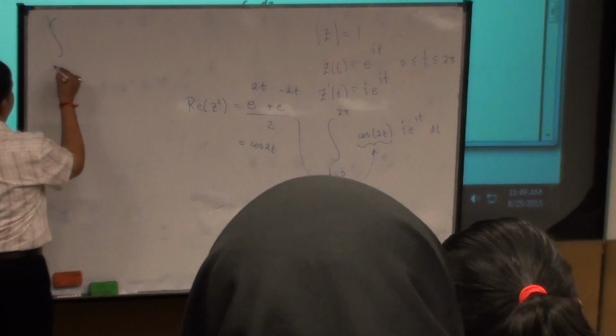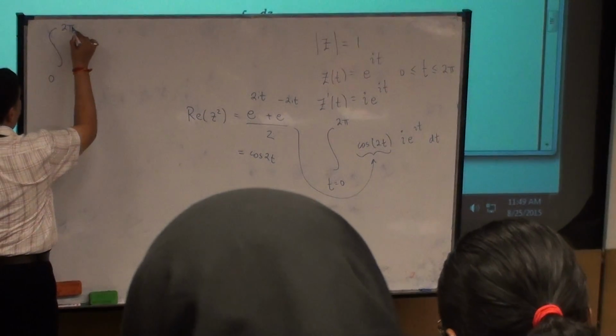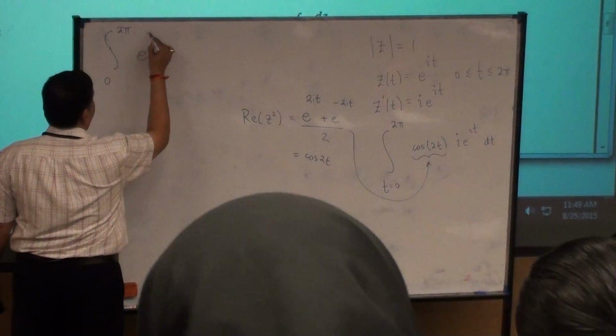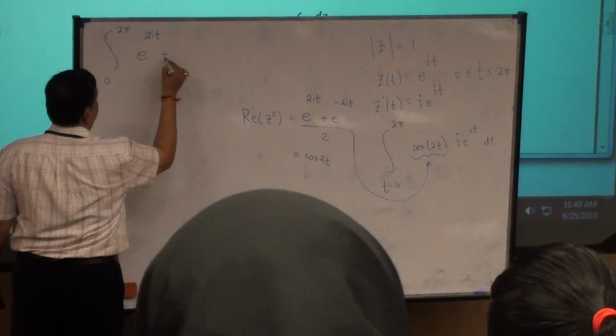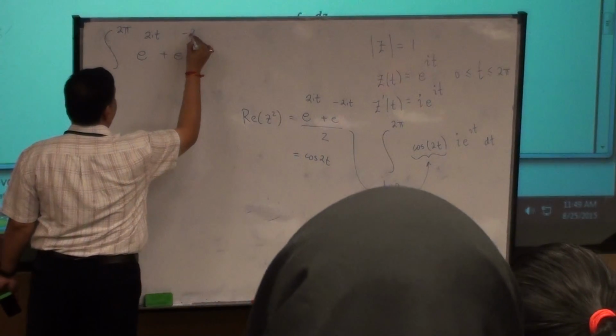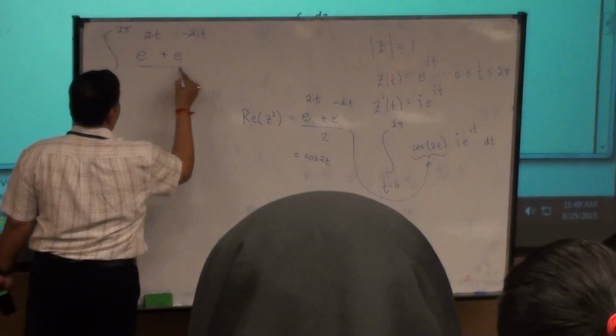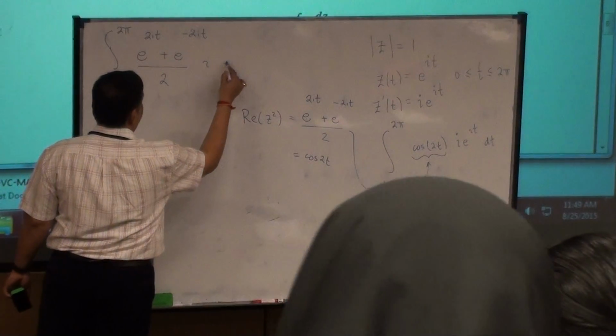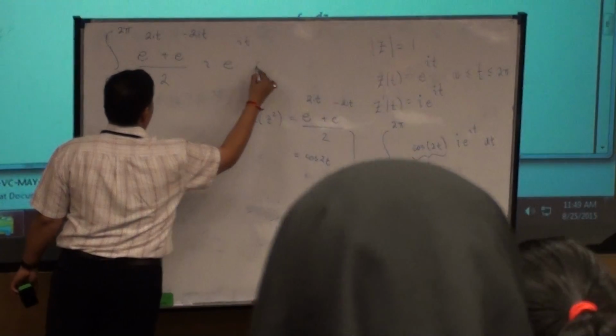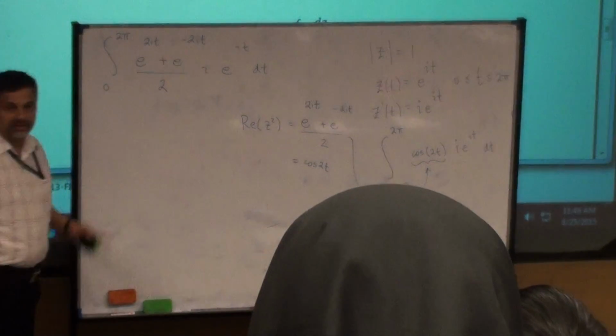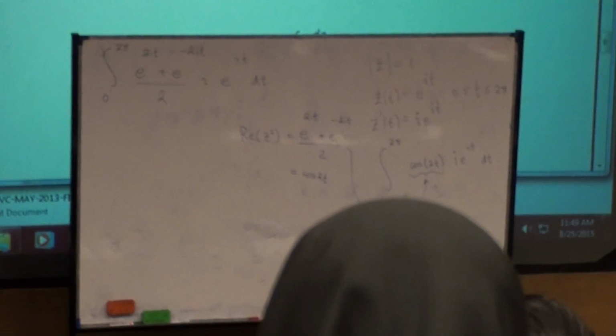Okay, so we have the integral from 0 to 2 pi of (e^(2it) + e^(-2it)) divided by 2i times e^(it) dt. So that is the integral that you have to solve.